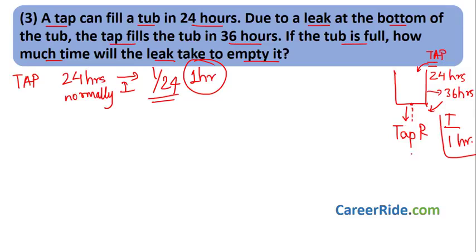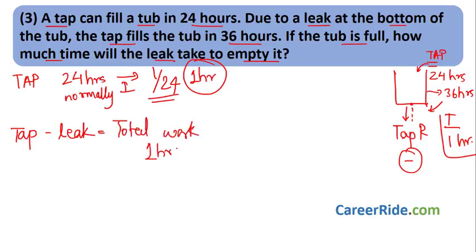So what did we do for tap R? We simply subtracted it. We opened our normal tap, then we subtracted the leak, and then we get the total amount of work done in 1 hour. In the previous sum, we had pipe P which is filling, pipe Q which is filling, and pipe R which is emptying, so we had P plus Q minus R. Over here we just have tap P, Q is not there, and we have the leak which is tap R. So we will have P minus R.